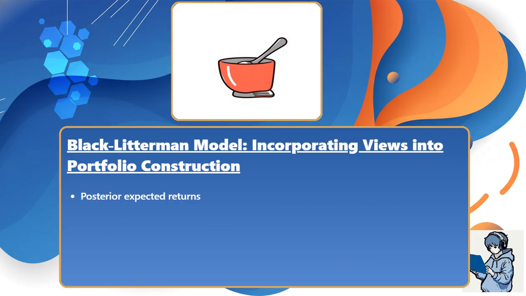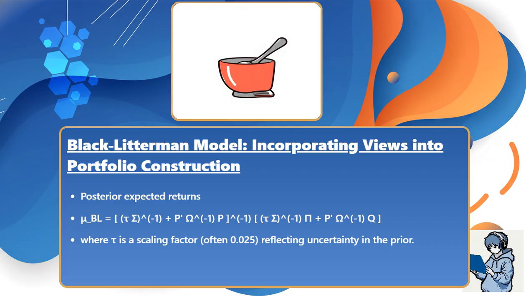Posterior expected returns. Mu BL equals left bracket tau sigma inverse plus P prime omega inverse P right bracket inverse, left bracket tau sigma inverse pi plus P prime omega inverse Q right bracket. Where tau is a scaling factor, often 0.025, reflecting uncertainty in the prior.